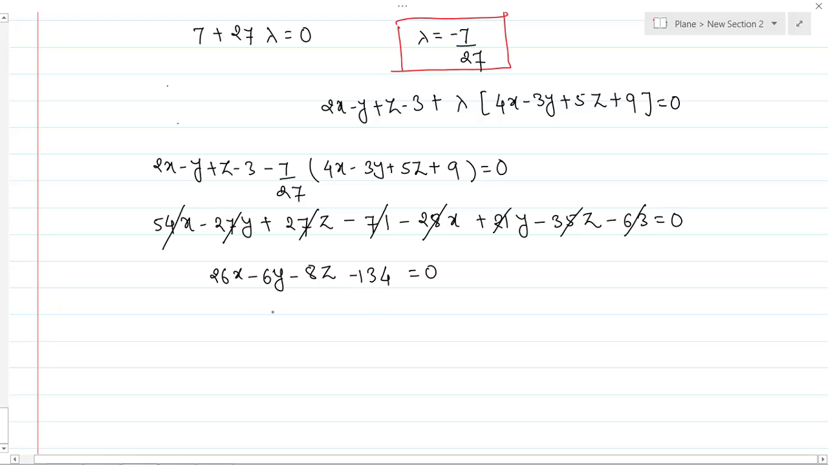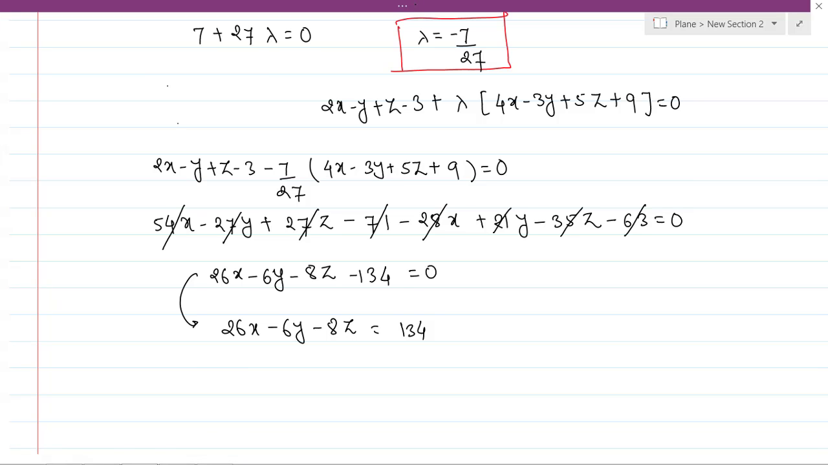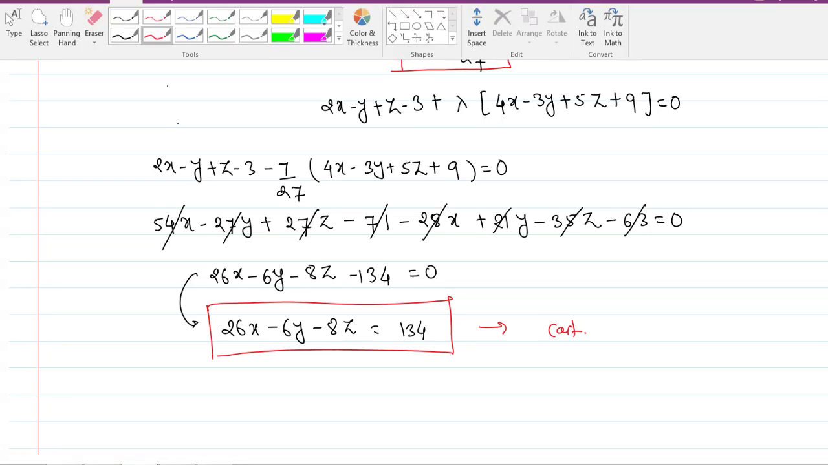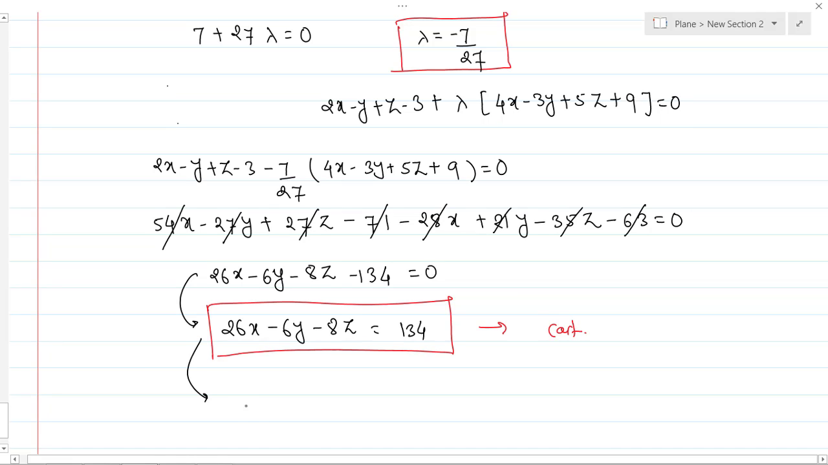Okay, so this is what my final answer is: 26x minus 6y minus 8z minus 134 equals 0. If you want to write it in standard form, no problem: 26x minus 6y minus 8z equals 134. This is the required equation of the plane. Let's again put it in a box. It's in Cartesian form. How will you write it in vector form? Just replace x, y, z by i, j, k and give r dot (26i minus 6j minus 8k) equals 134. This is the equation of the plane in vector form.